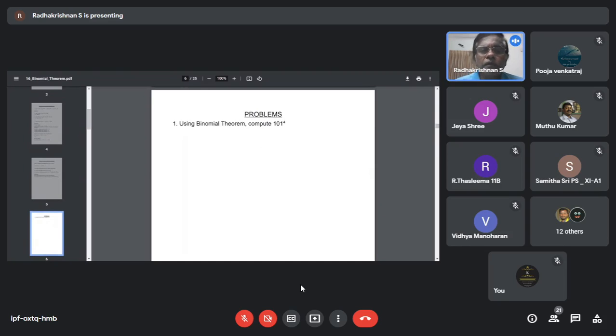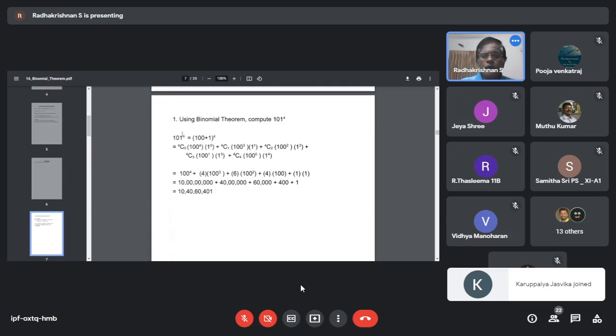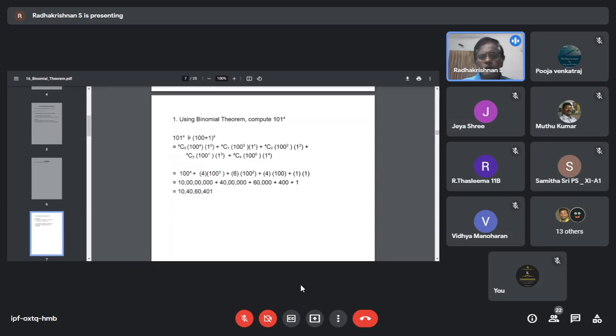So let us calculate using binomial theorem. Compute 101 to the power of 4. I will just show you how to do this. 101 can be written as 100 plus 1, and we can easily determine the powers of 100 and 1. So we write it like that.